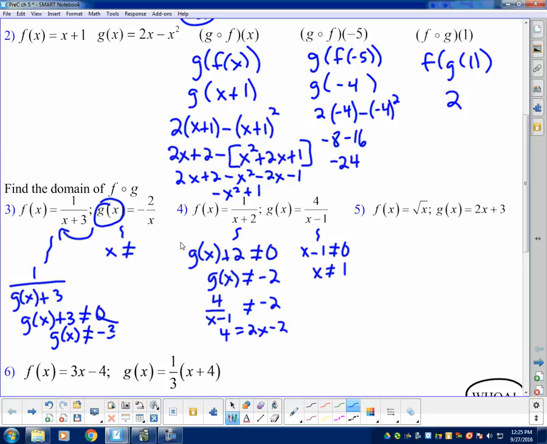So what does x equal? Or not equal, I should say. X cannot equal 3. So my domain is the set of all x such that x does not equal 1 and x does not equal 3.